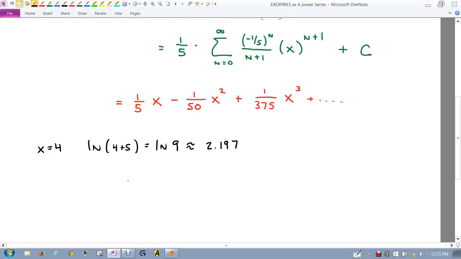So on your calculator, do 4 times 1/5, which is 4/5, minus 16 over 50 plus 64 over 375. Just do those first three and tell me what you get. That's it? 0.651? We're going to have to go further out?